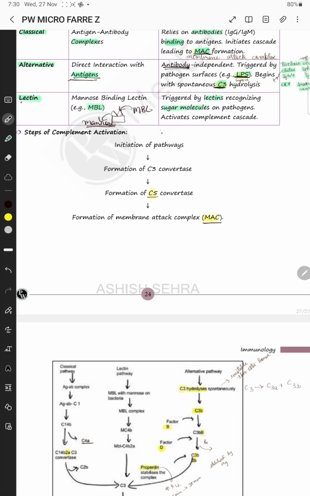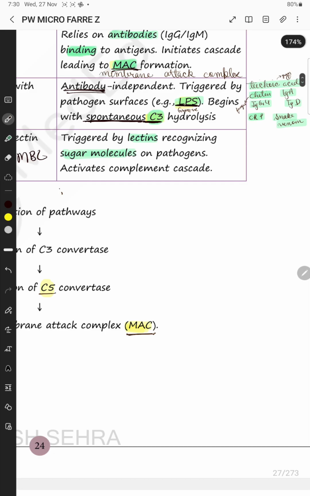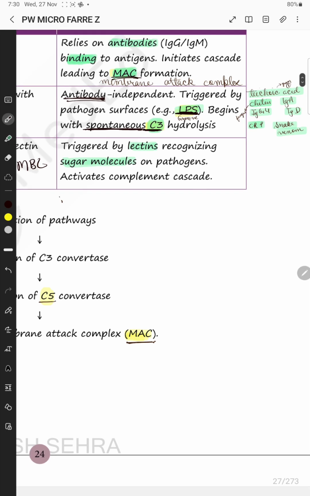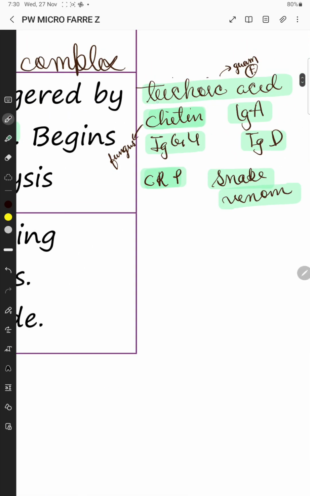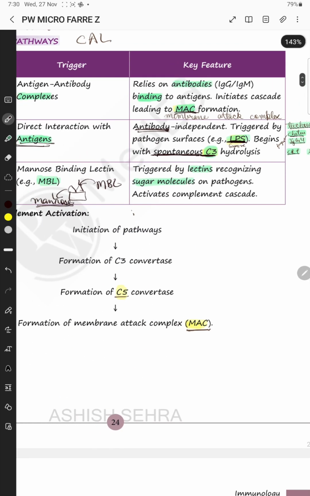C3 is very unstable because it has a thioester bond. So it undergoes spontaneous hydrolysis, starting the alternative pathway. In case of gram-negative bacteria, the trigger for alternative pathway is lipopolysaccharides. If it's a gram-positive bacteria, it can be triggered by teichoic acid. In case of fungal infection, chitin can be the triggering agent. Other triggers for alternative pathway are IgA, IgG4, IgD, CRP, that is C reactive protein, and snake venom.